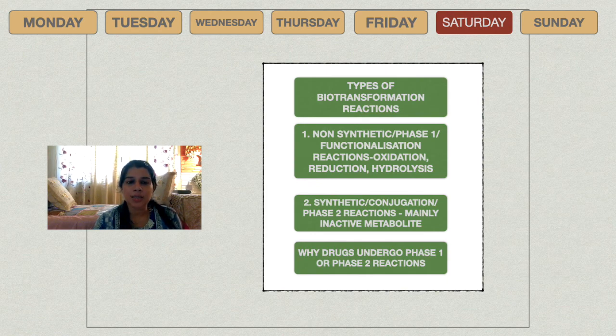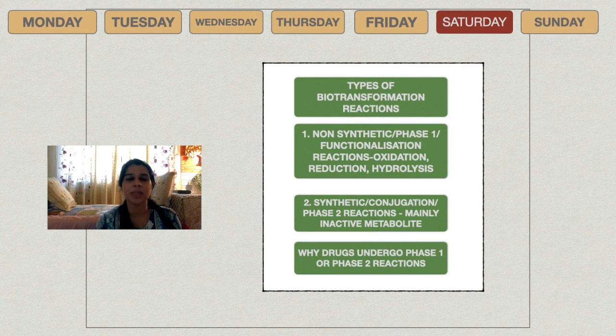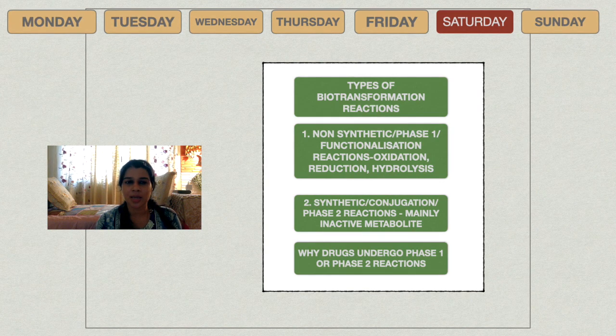Now, coming on to Saturday, I told you about the different types of biotransformation reactions, and broadly they are divided into two types, phase 1 and phase 2, and there are multiple names of the phase 1 reactions and phase 2 reactions. So let's cover them one by one.